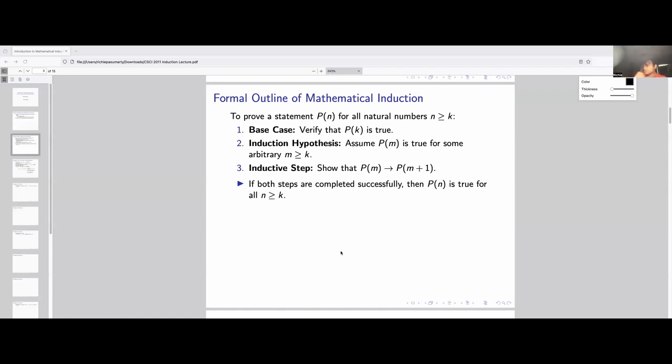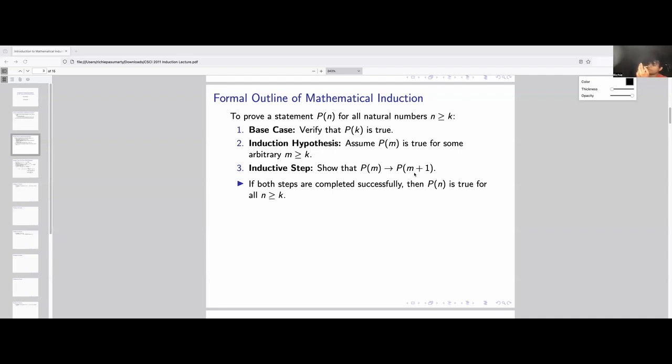So here are my steps. First I have to show that it's true for k. This is called the base case. Now I have to assume that it's true for some value of m, which is greater than or equal to k. This is called my inductive hypothesis. And based on this assumption, I have to show that if it's true for m, it has to be true for m plus 1 as well.